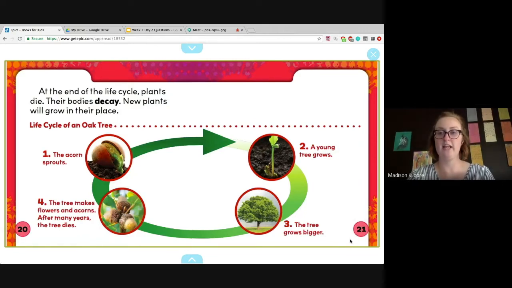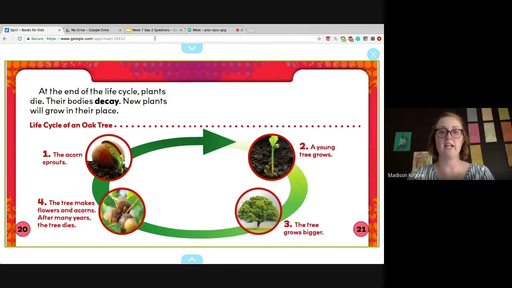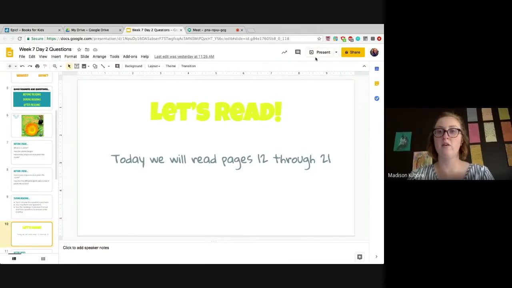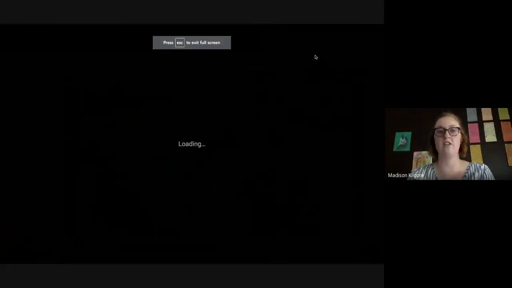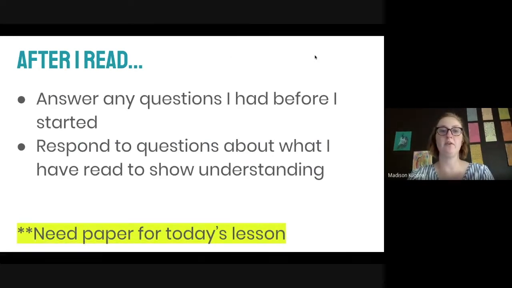Now, you can keep reading. We've got our glossary, and then this is a show what you know. So we'll come back to this page when we talk about reading response. So we finished reading. So now we have to think about questioning after reading. So remember, after you read, you need to answer any questions you had before it started. You need to respond to questions about what you've read to show understanding.